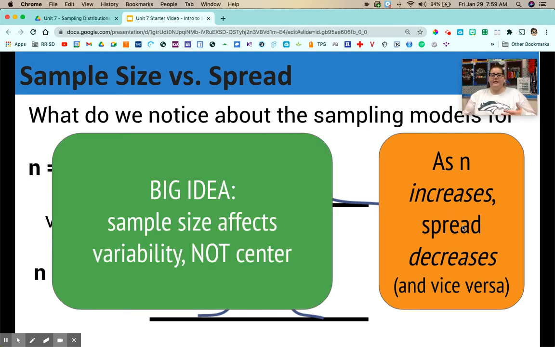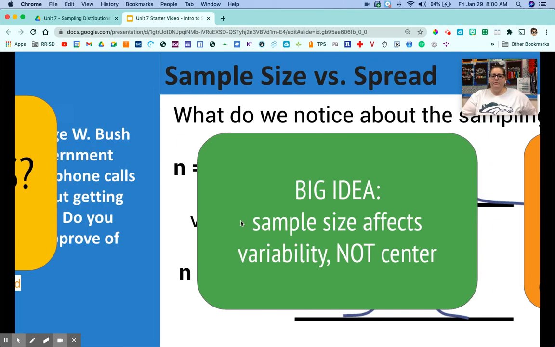So the big idea is that your sample size is going to affect the variability, but it's not really going to affect the center. We saw that both of our sample sizes did a fairly decent job of estimating the true proportion of red beads in the bowl, about 21%. It wasn't exactly perfect, but they were both in that general area. So the center of the graph was not affected by sample size, but what was different was the amount of variability, how spread out the graphs were.